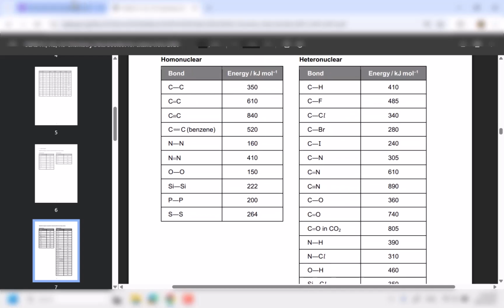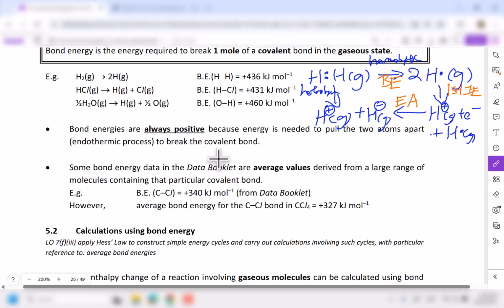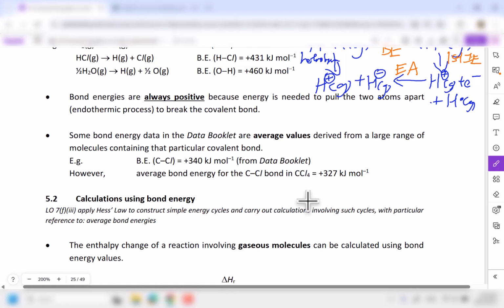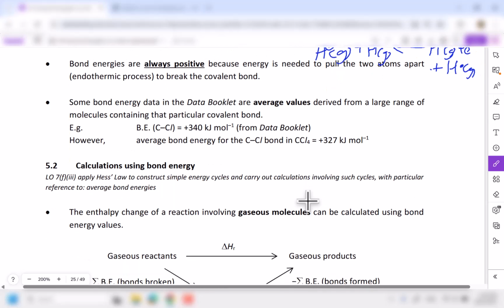Then we come back to energetics. They highlighted some of these things, for example, bond energy must be positive because bond breaking is endothermic. You need to take in energy to overcome the electrostatic forces of attraction between the atoms. So I think this is clear. Do you need to write the positive sign in front? If you can remember, you can write. If not, then I think it's understood.